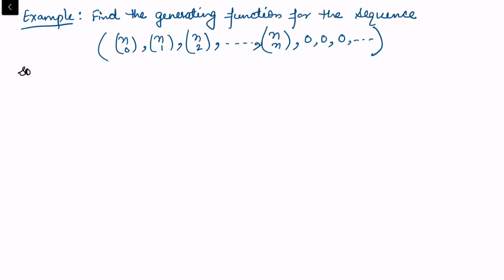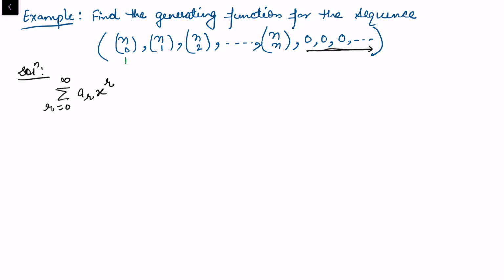So in this example, I want to find the generating function for the sequence n choose 0, n choose 1, n choose 2, up to n choose n, and then there are some zeros later on. So this is not an infinite sequence, rather this is a finite sequence which is made infinite if we add the remaining terms as 0. So again, I will write it as summation r goes from 0 to infinity a r x to the power r.